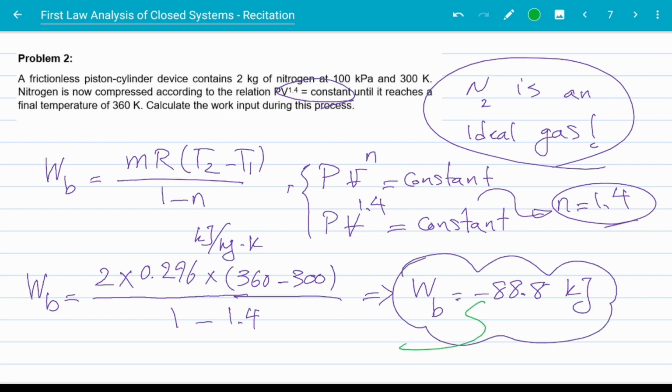Now again, the minus sign means that we are dealing with a compression. And if you check, the problem also says that the gas is being compressed. So our calculations are correct.